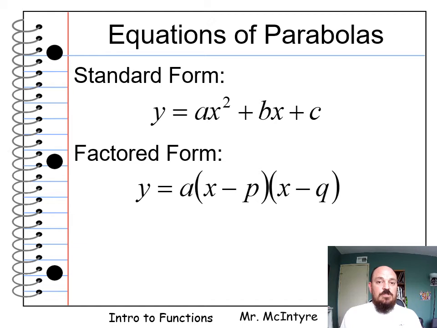Now this is what we just did last section, last day of notes. It's factored form because it's factored. You've got two different factors in there. And the shortcut for graphing is the factors give you your x-intercepts.